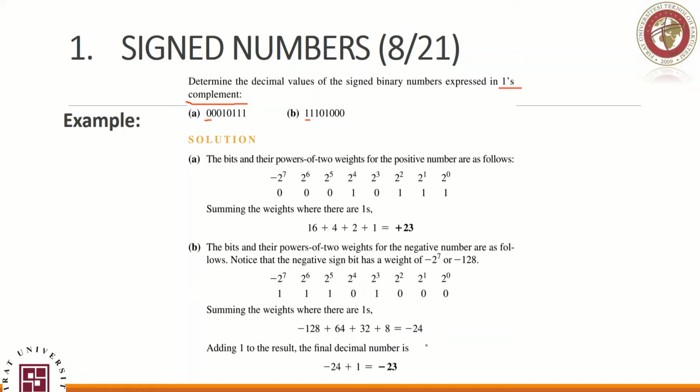Plus 8, that's minus 24. Now wait, we haven't done yet. Remember that we need to add 1. So minus 24 plus 1 is the final result. And that's how we calculate it. Remember, start from the leftmost bit, the sign bit, for one's complement. Calculate the magnitude. If the 1 is set, multiply it by minus 2 to 7, then add the rest of the weights, and this one will be negative. You subtract it from the rest of these weights.